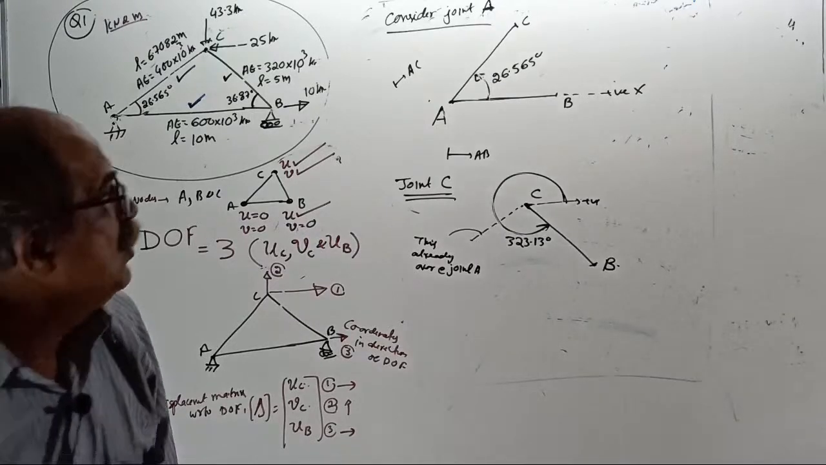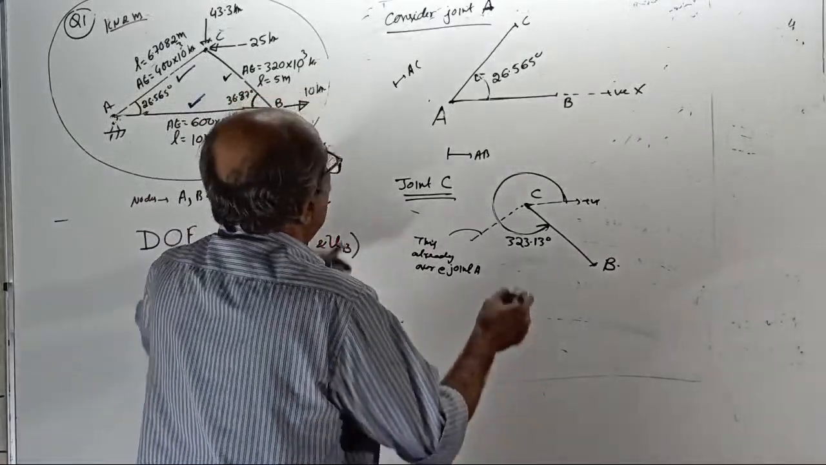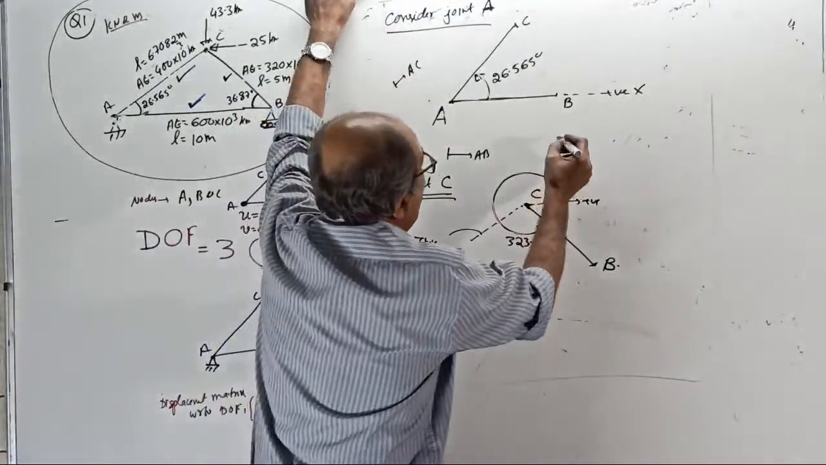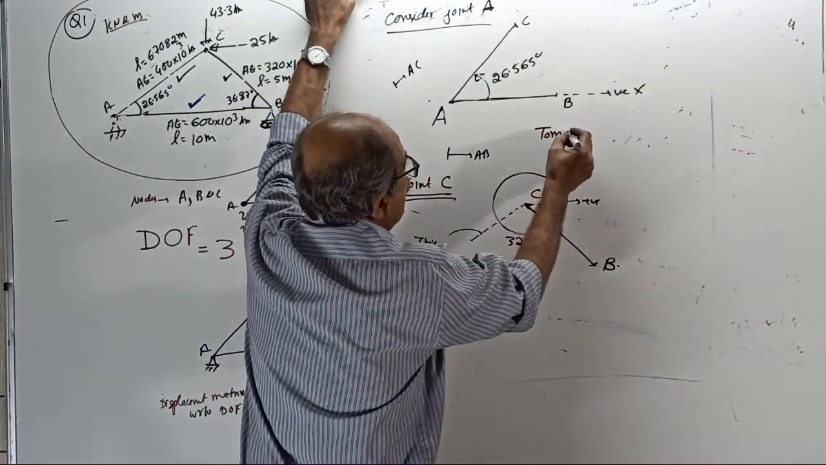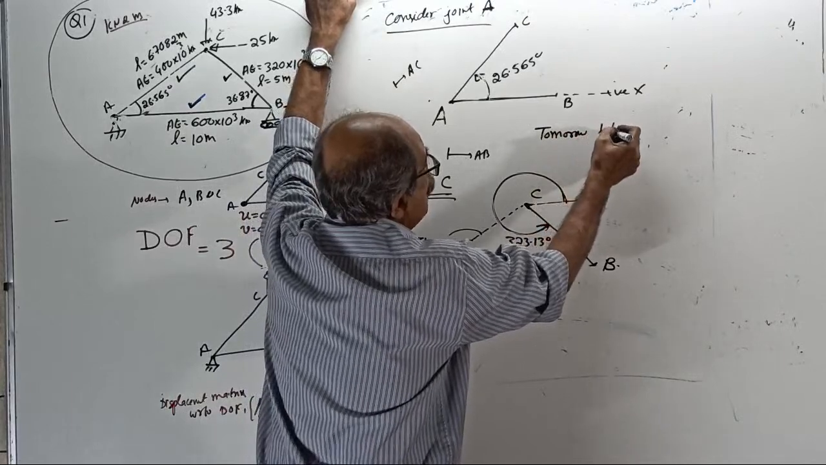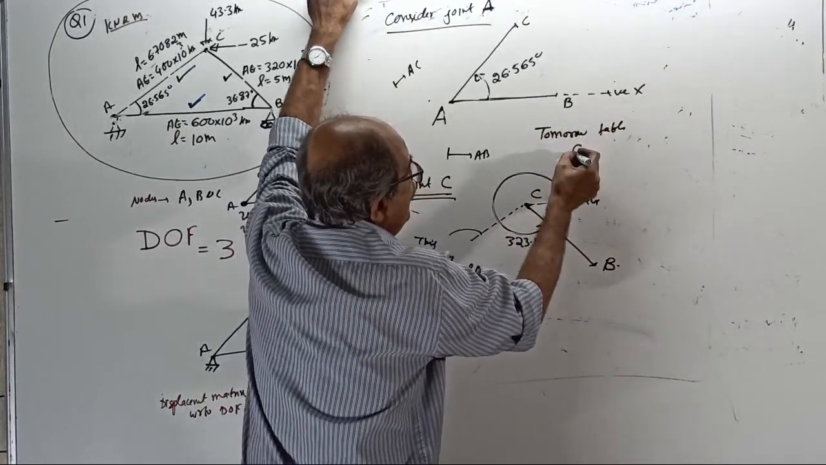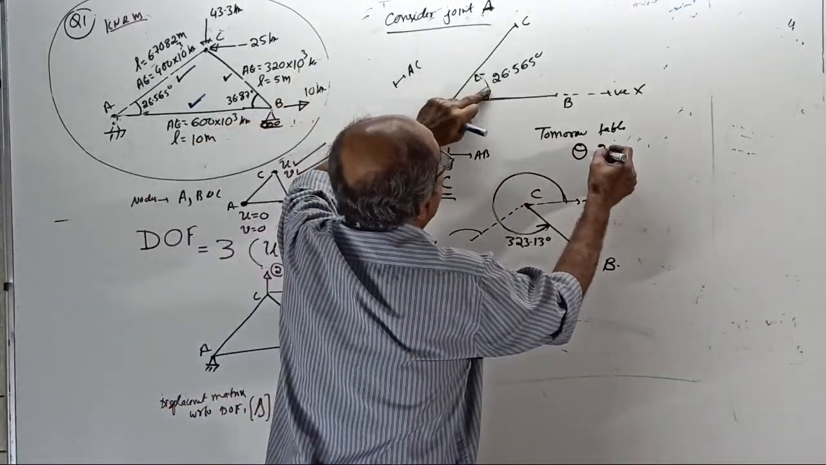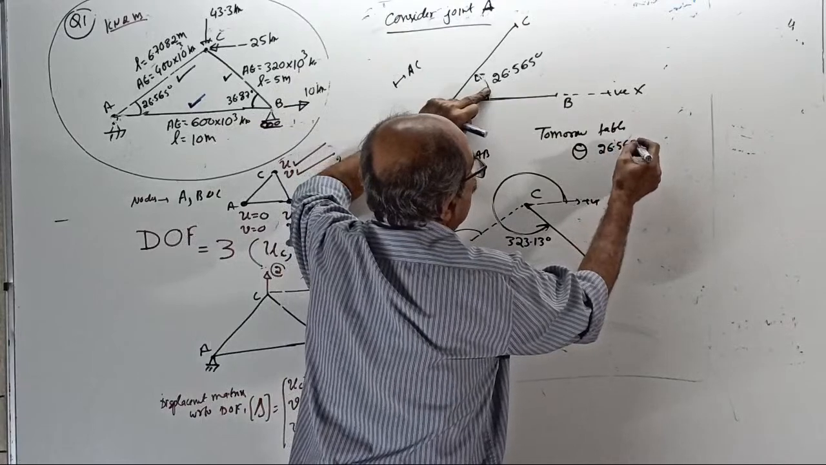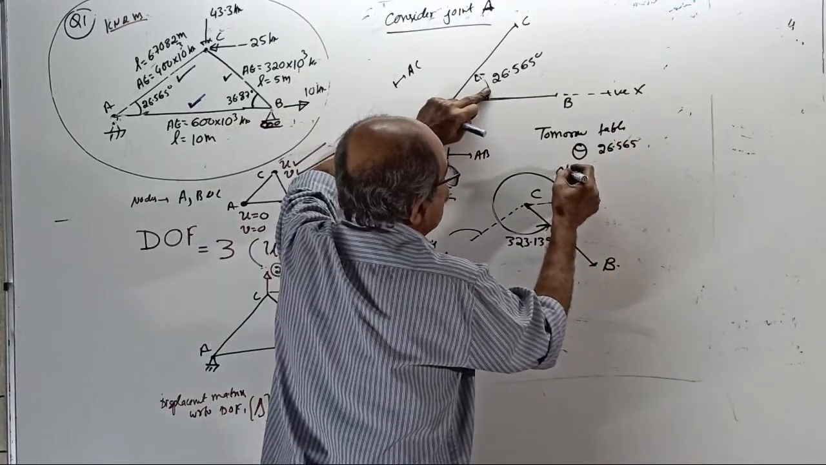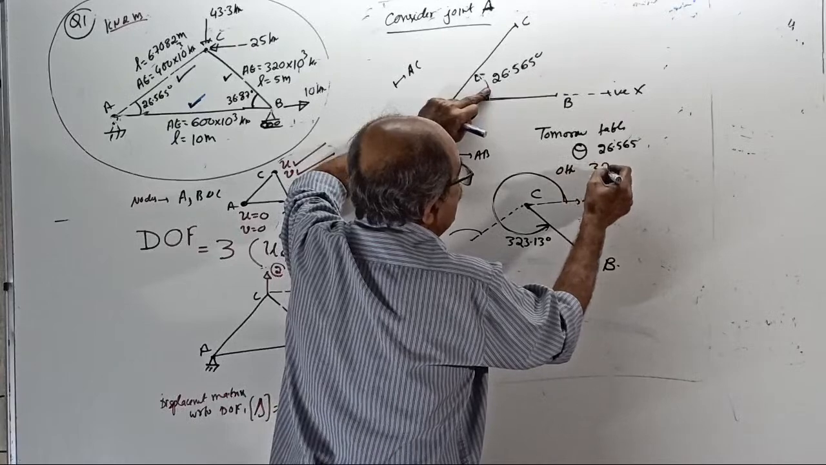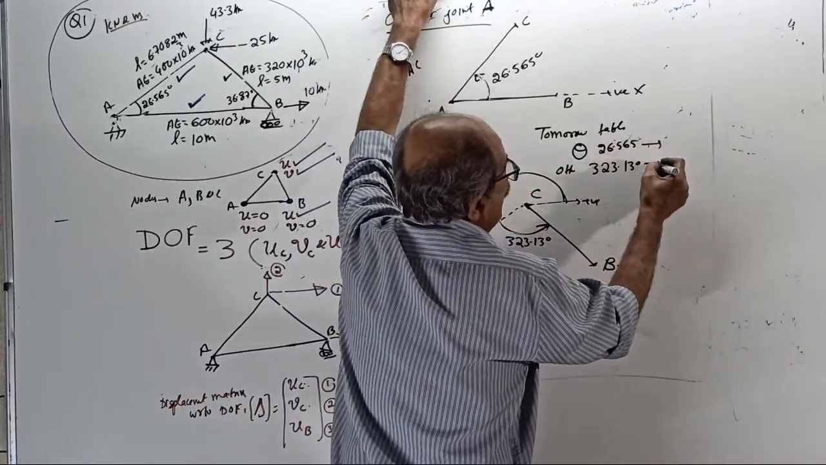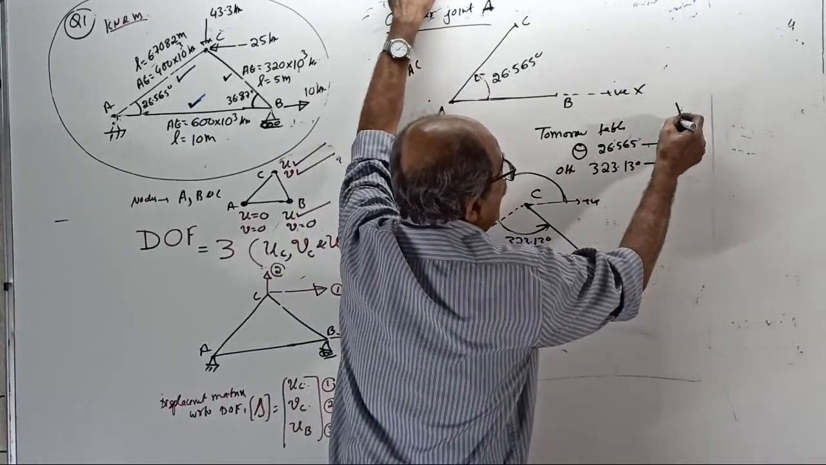Over. Now, tomorrow, see, therefore, I will tell you now only. I will not explain tomorrow. In tomorrow's class, one table is going to come. In the table, there will be theta. One of the theta will be 26.565. The other theta tomorrow will be 323.13 degrees. At that time, I will ask you what is lambda.